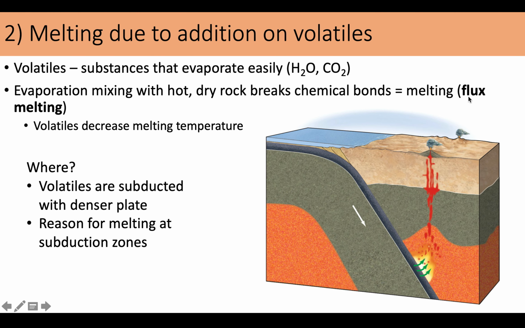So it's actually this flux melting, these volatiles within the rock that are evaporating, so it's causing this melt. That magma then rises up and creates, in this situation, our continental arc.